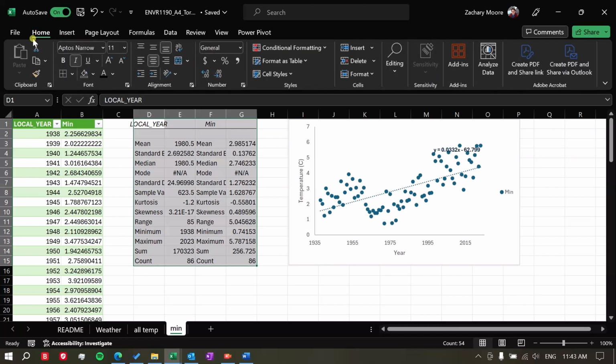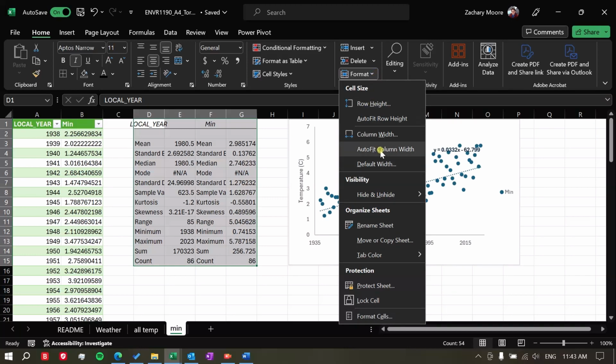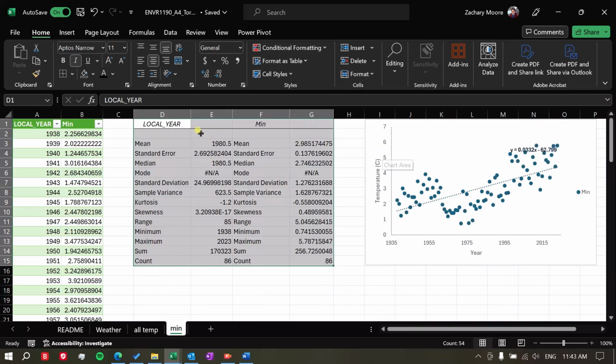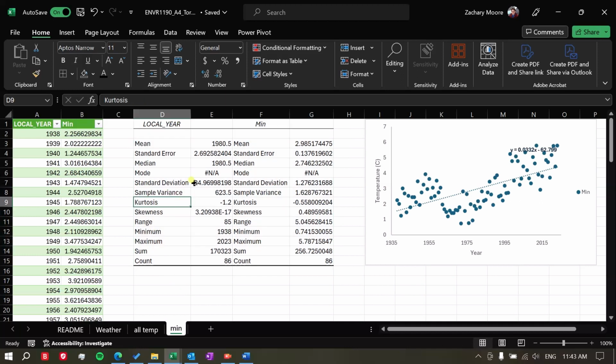Now, some of the people in class were asking how to actually see all the values. If we go to the Home tab and go to Format, we can auto-fit the column width, and that's going to allow us to see all these different things. As a test to yourself, I want you to look through these and see what you actually understand about some of these different values. For example, why is there no mode? It has this #N/A for mode. So think about what mode is and why there might not be a mode there.